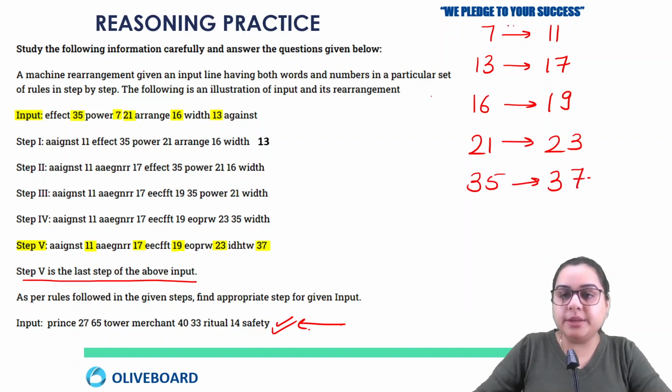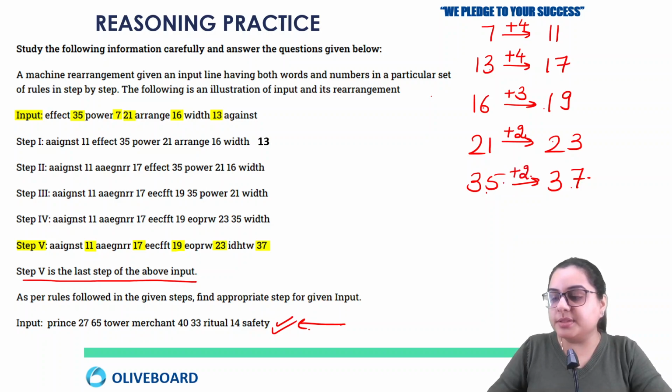Okay, so here we are adding 4. Here 13 to 17, again adding 4, 16 to 19, we are adding 3, 21 to 23, we are adding 2, and 35 to 37. What is happening? 35 to 37, we are adding 2. Okay, so this is what is happening here, right? I hope this is clear to you all.